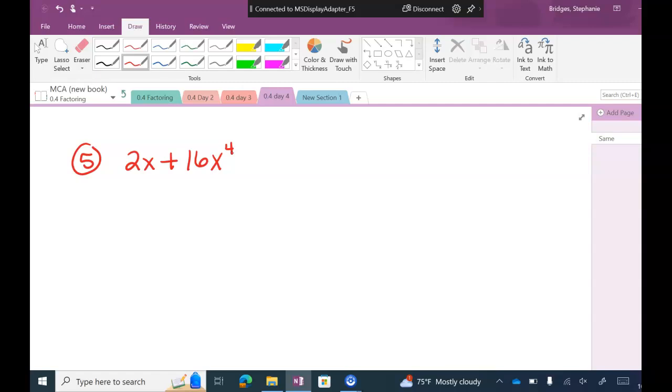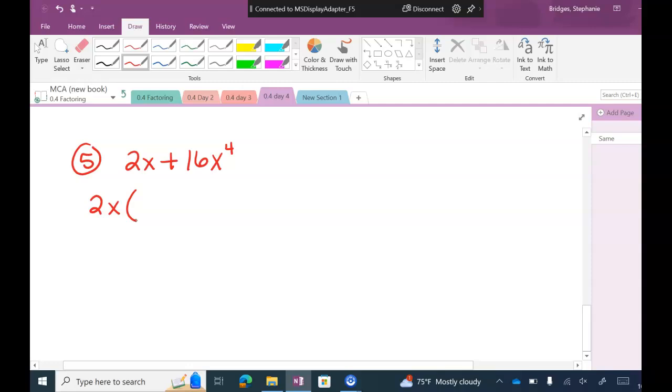Also, remember when we discussed our perfect squares, we talked about not rearranging our terms. Variables can stay in the second term. They don't always have to stay in the first. What is it that 2x and 16x to the fourth have in common? A 2 and x. So we're going to need to pull both the 2 and the x out.